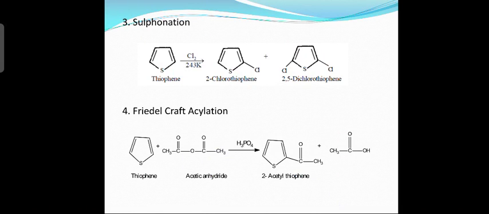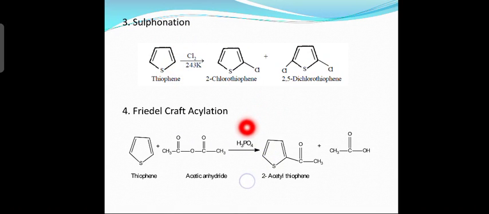Now after sulfonation, chlorination. Thiophene on chlorination at temperature 243 Kelvin gives a mixture of 2-chlorothiophene and 2,5-dichlorothiophene. The second place chlorine, this is 2 and then 5-dichlorothiophene. This is known as halogenation or chlorination. It is not sulfonation, it is halogenation or chlorination.